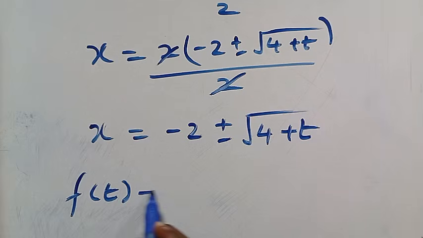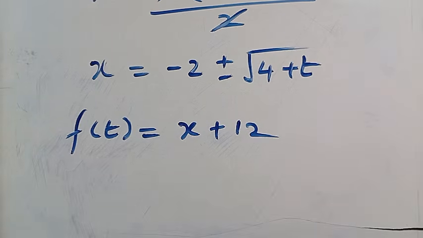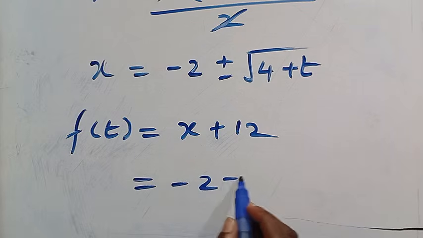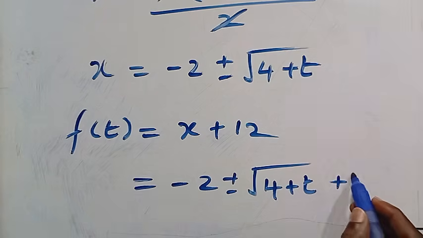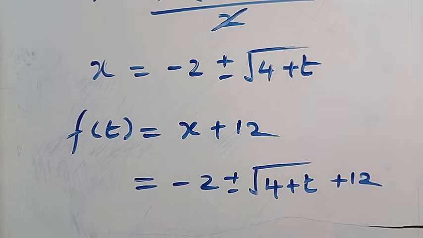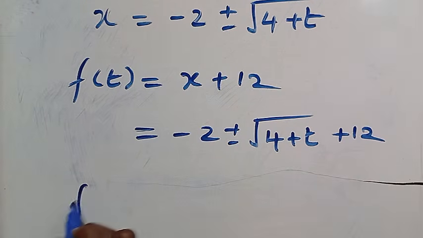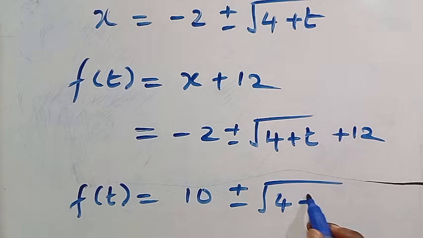So for f of t, since on the other side we have x plus 12, and we have gotten x to be minus 2 plus or minus the square root of 4 plus t, we have minus 2 plus or minus the square root of 4 plus t, then plus 12. Adding minus 2 and plus 12, we have f of t equals 10 plus or minus the square root of 4 plus t.